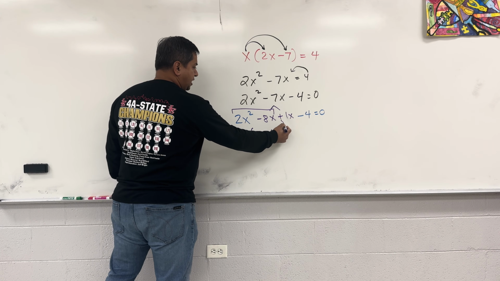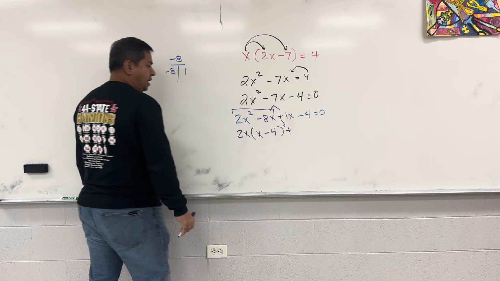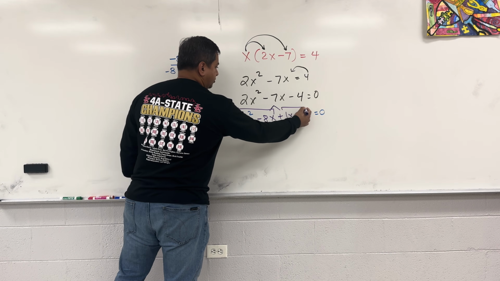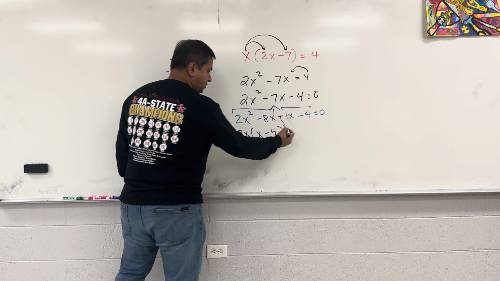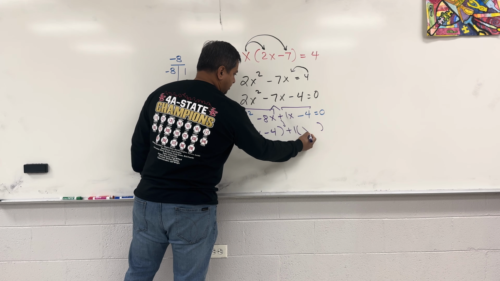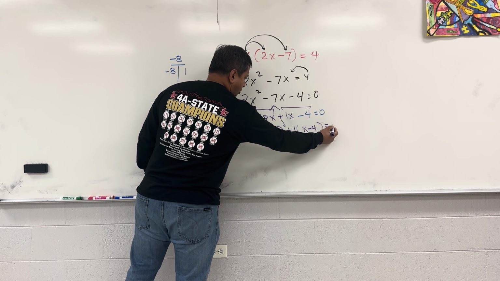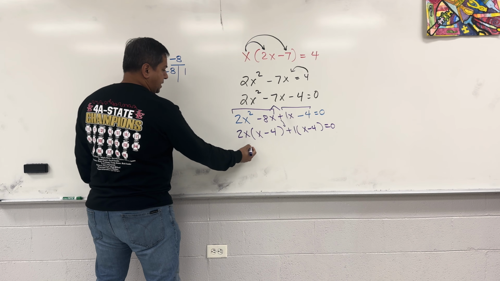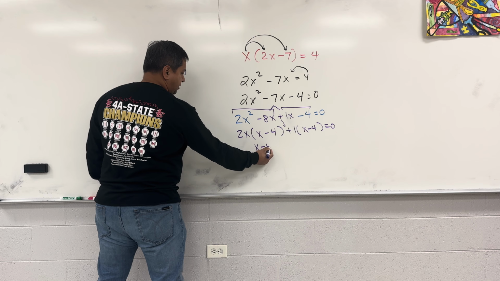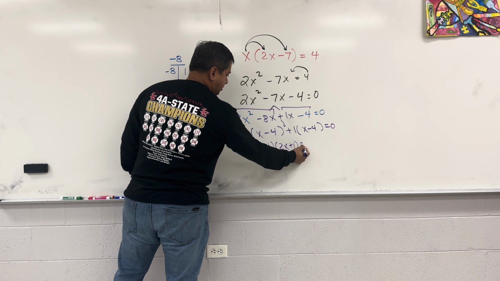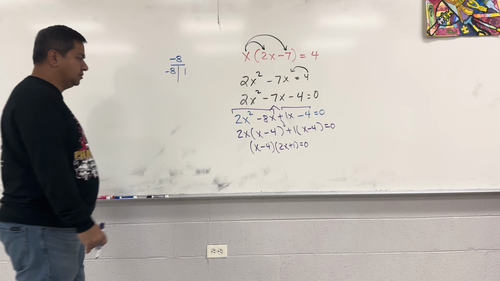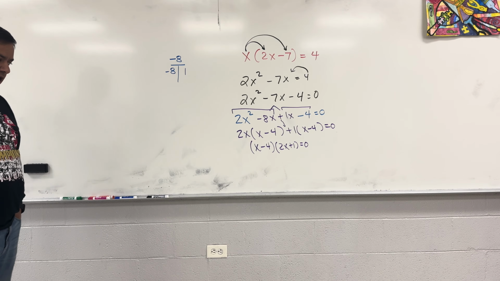Then this plus sign, drop it down. The last two have nothing in common, so that's when you take one out, and you have x minus 4. And then you get x minus 4 times 2x plus 1 equal to 0. Now you have your factors. Of course, you have 0 on the other side.